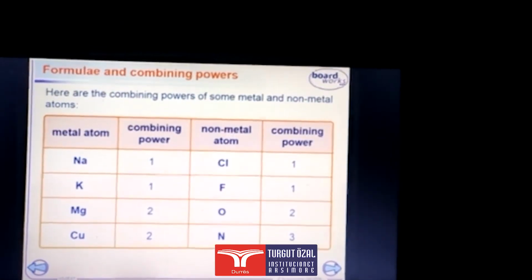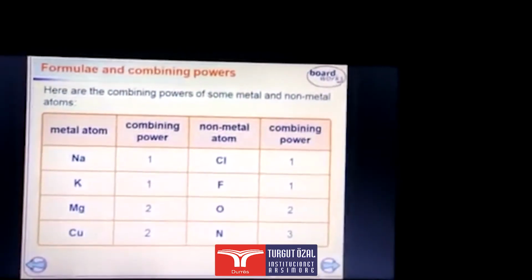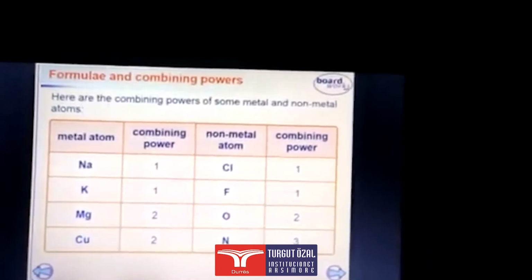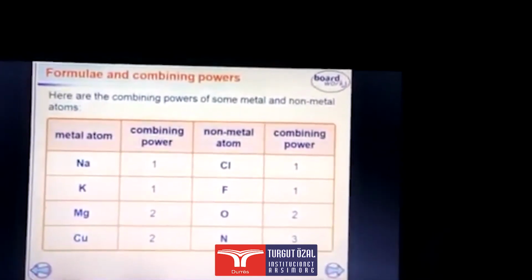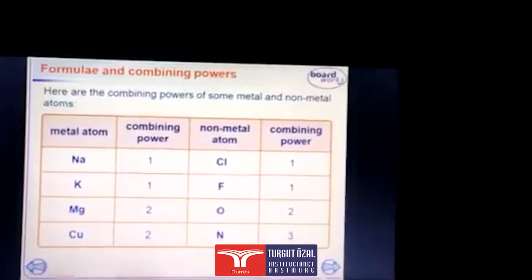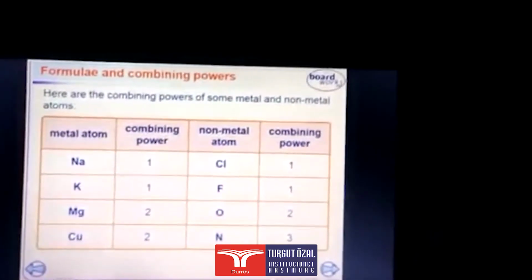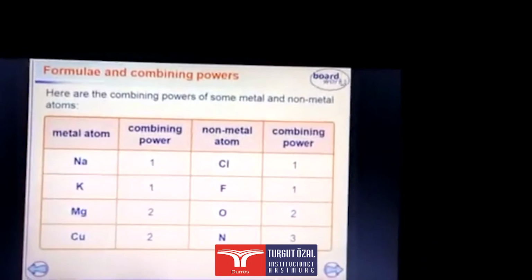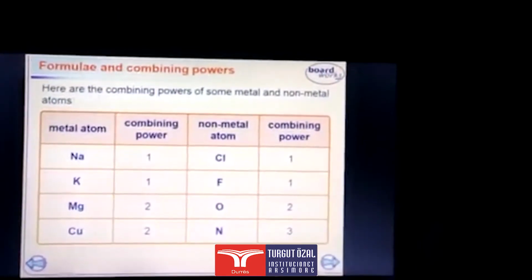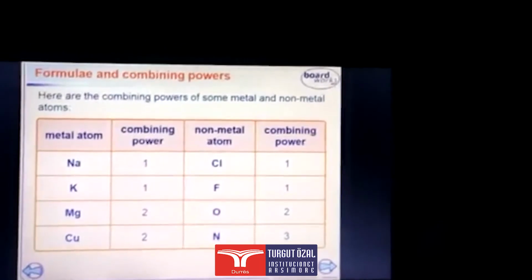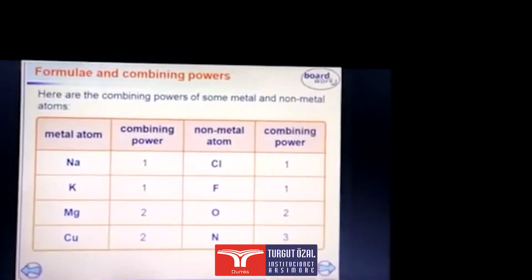Here are the combining powers of some metal and non-metal atoms. The metal atoms sodium, potassium, magnesium, and copper have combining powers 1, 1, and both 2. Non-metals: chlorine, fluorine, oxygen, and nitrogen. The combining power for chlorine is 1, and fluorine is 1, because they are in the same group. Oxygen is 2, and nitrogen is 3.